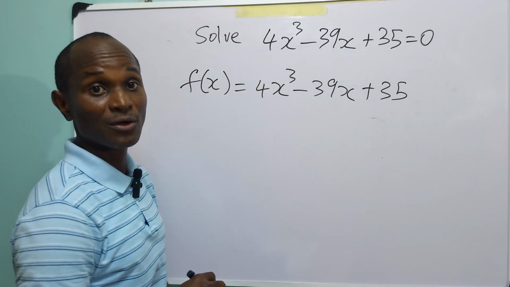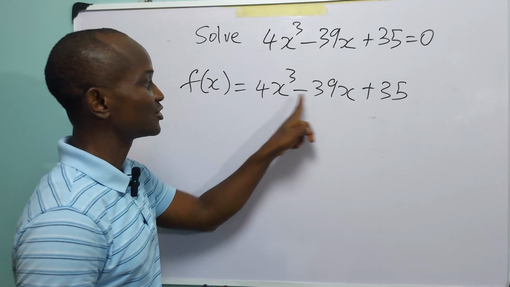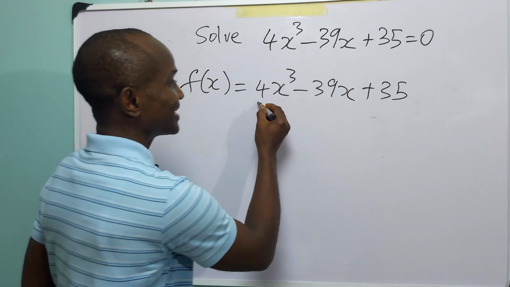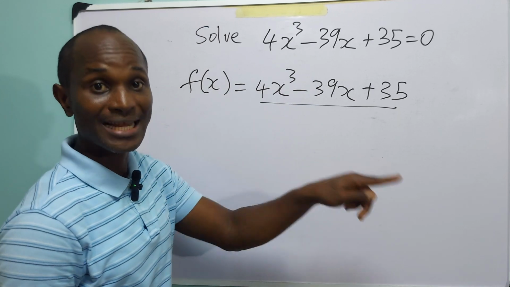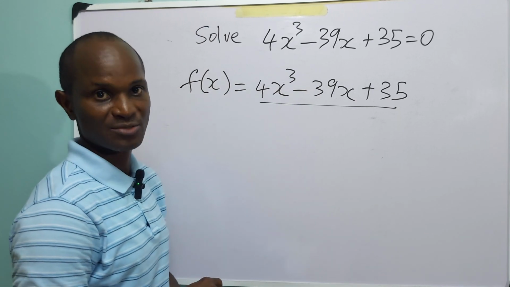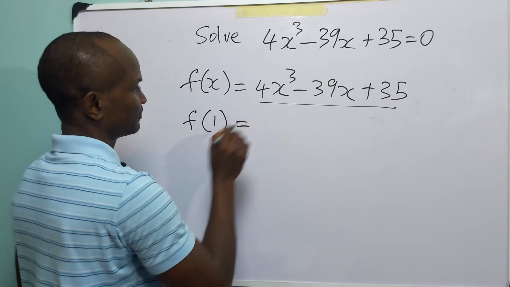You remember our factor theorem, which says that if we are able to find a number to substitute for x and get this expression to be equal to 0, then x minus that number is a factor of this expression. So let us try 1.